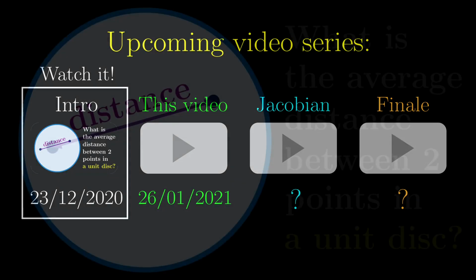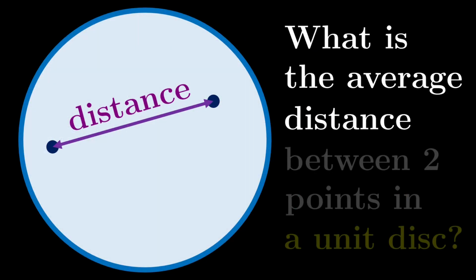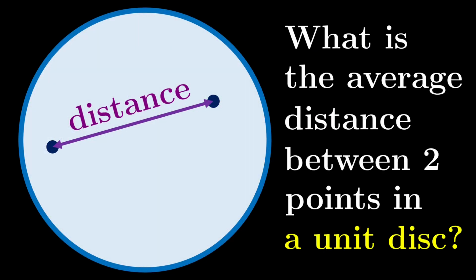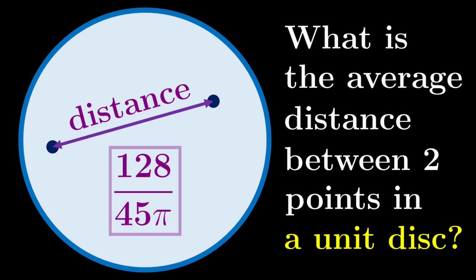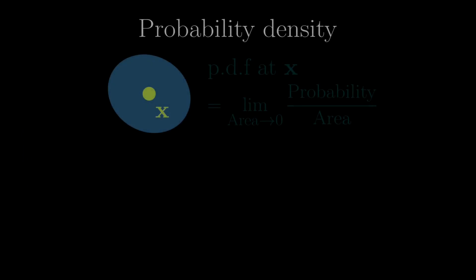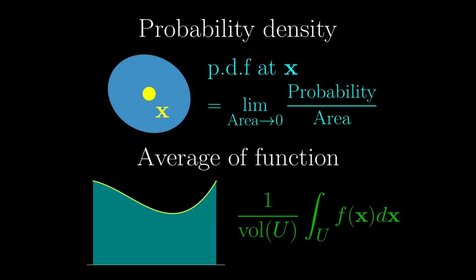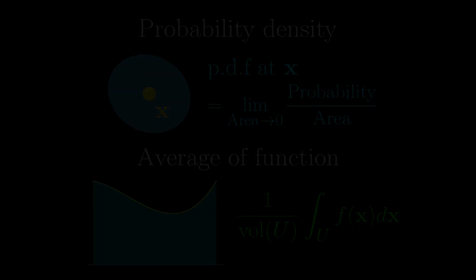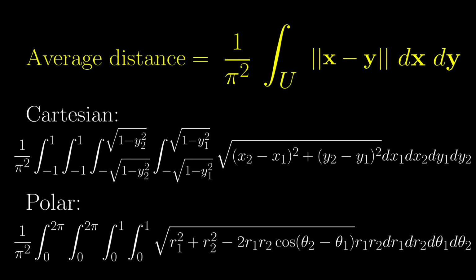Throughout the series, we will be looking at the average distance between any 2 points in a unit disk. Even though I already said that it is 128 over 45 pi, we of course want to know how we came up with the answer. By defining the terms probability density and average of a function more precisely, we find that the question is basically evaluating either of these two quadruple integrals.